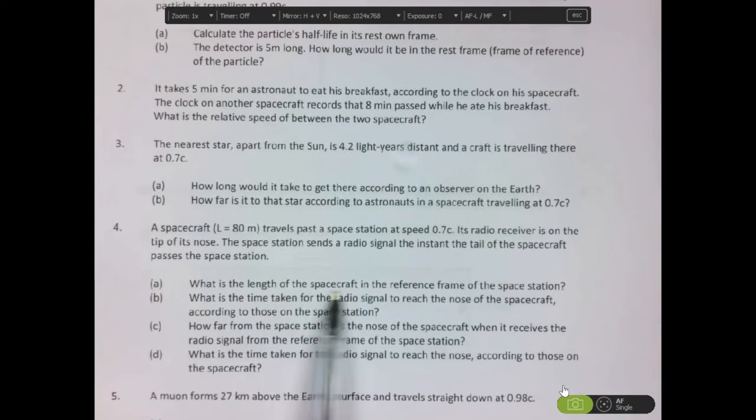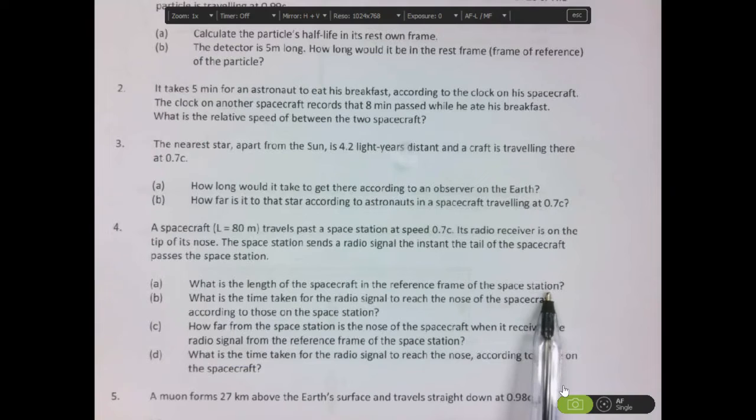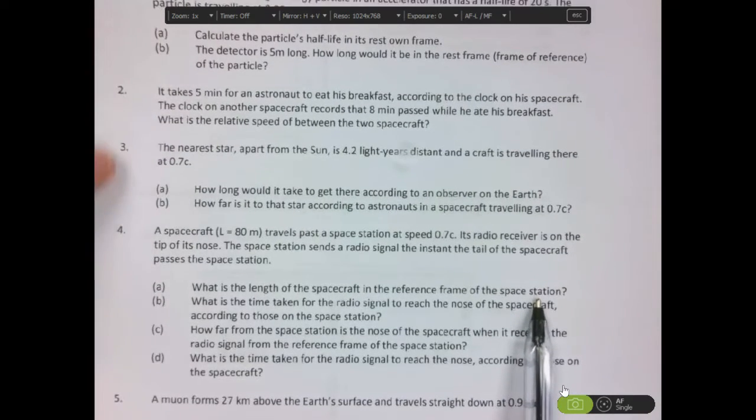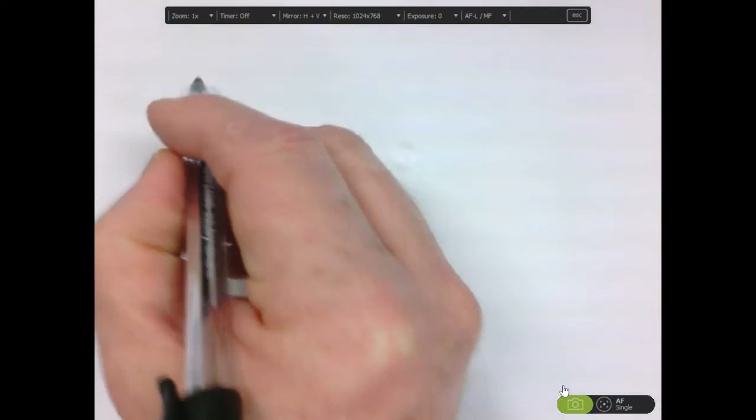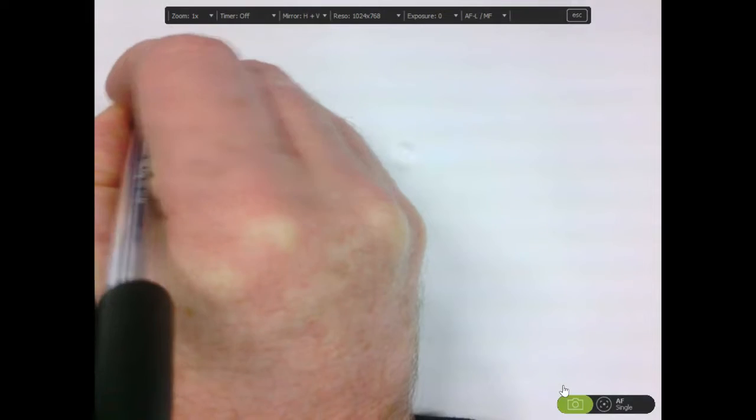What is the length of the spacecraft in the reference frame of the station? So in other words, it's just what is the observed length of the spacecraft as observed by the space station. So let's do that one there. That seems to be quite a straightforward one. Okay, so let's do question 4.